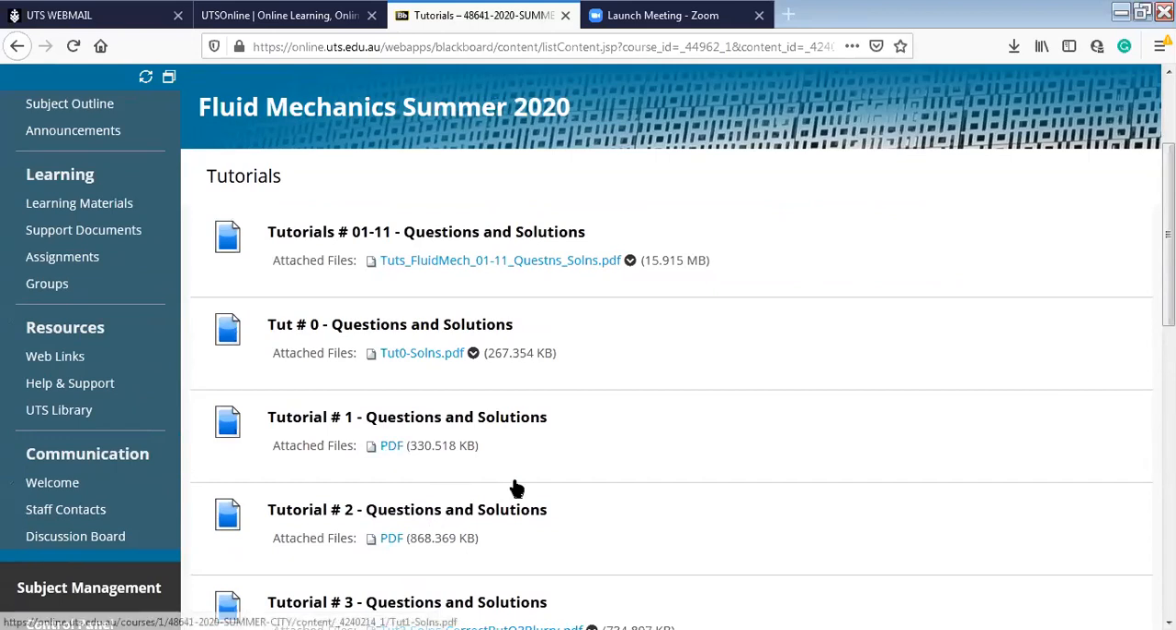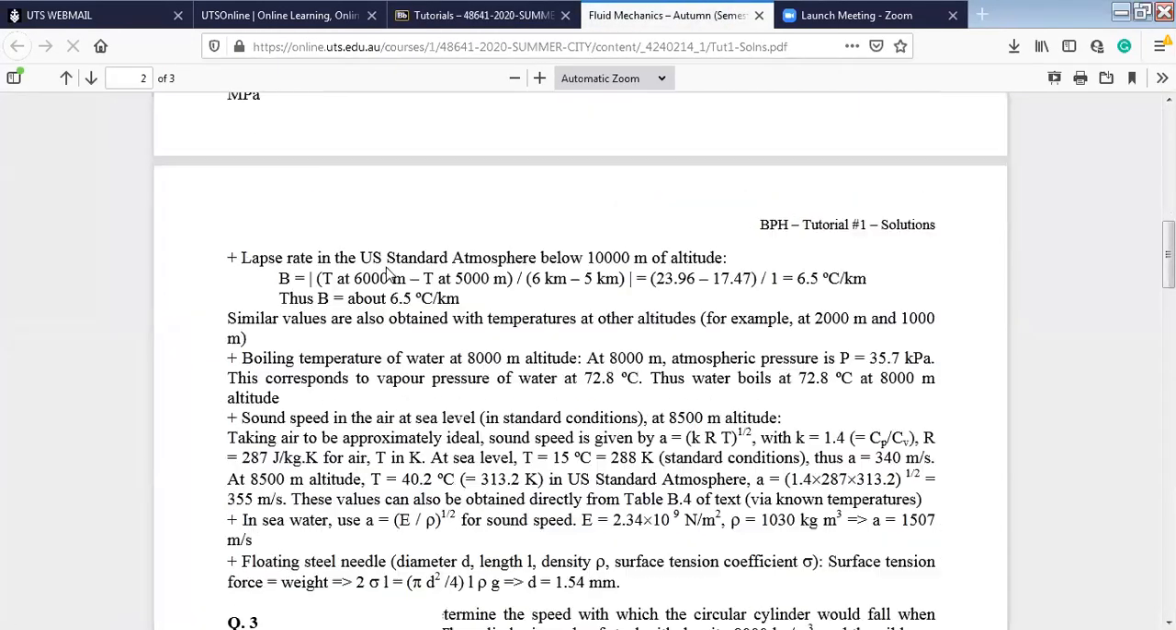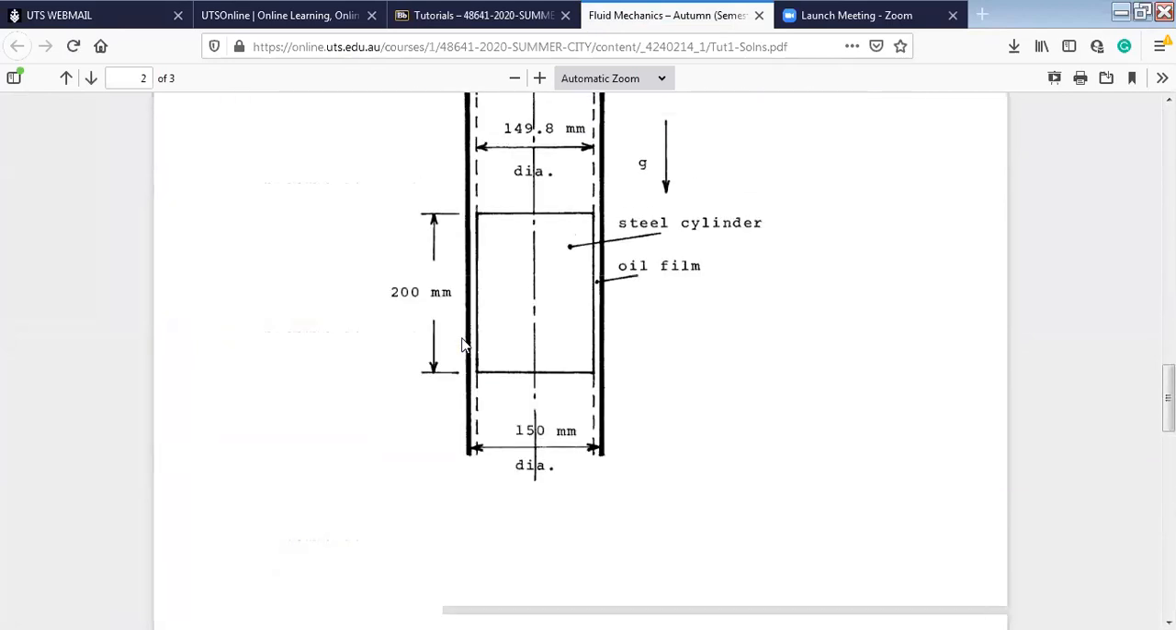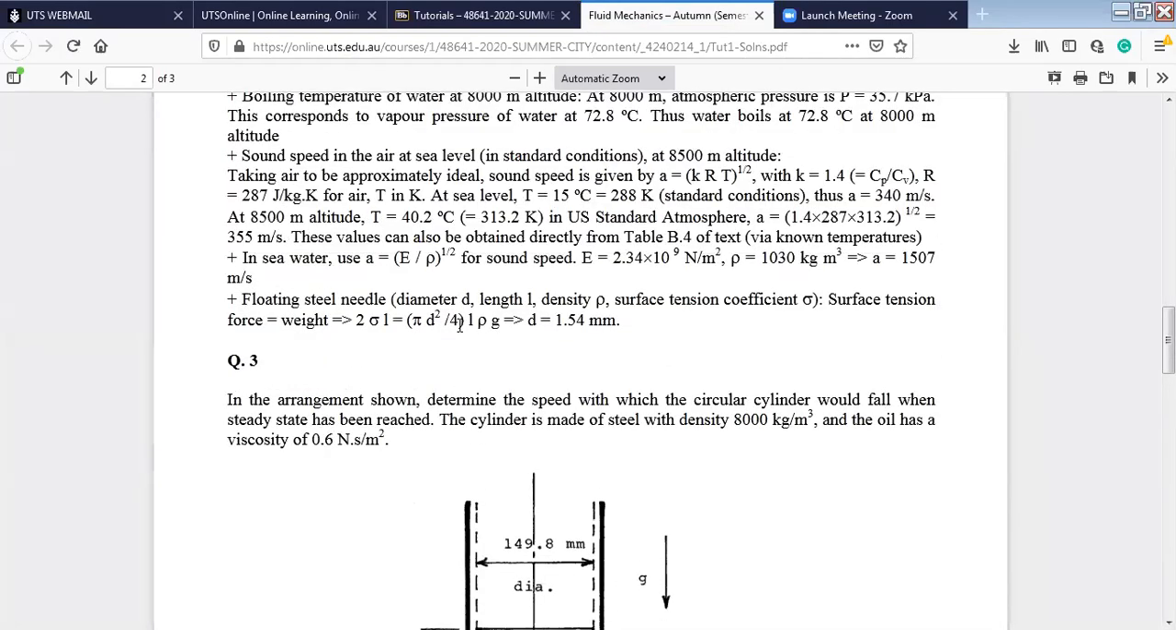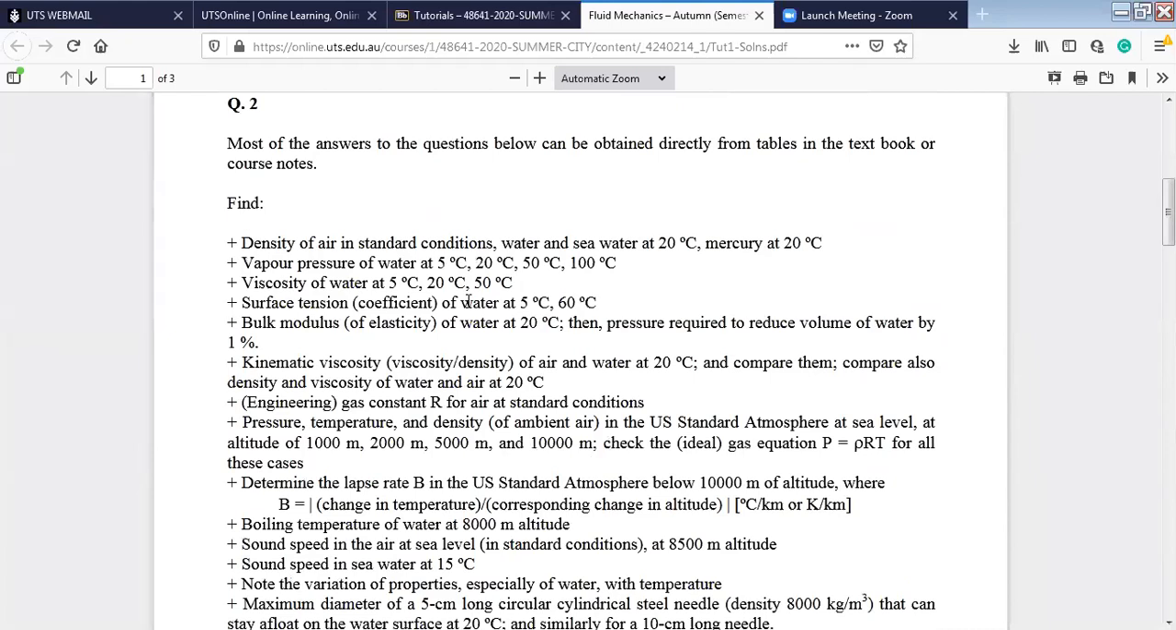For example, with tutorial 1 here, we have the solution. If you have any question, you can email me and I will give you a more detailed solution. I highly recommend that you read the questions and solutions before you come into the tutorial class, so it's easier for you to understand and ask any question.